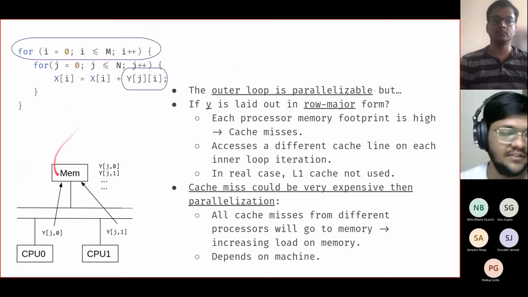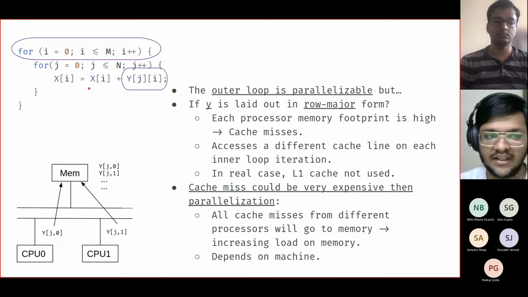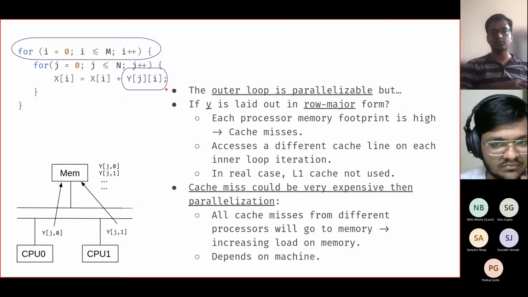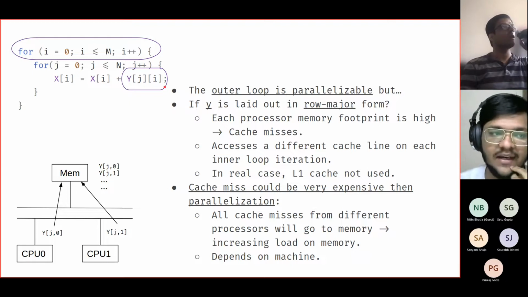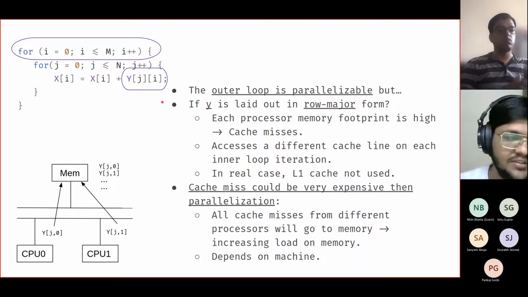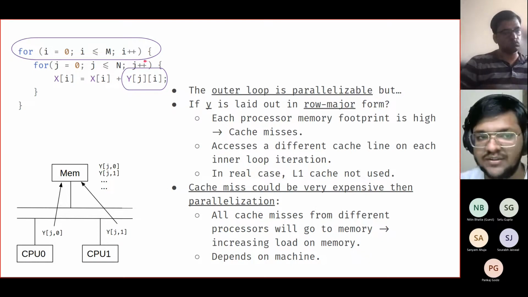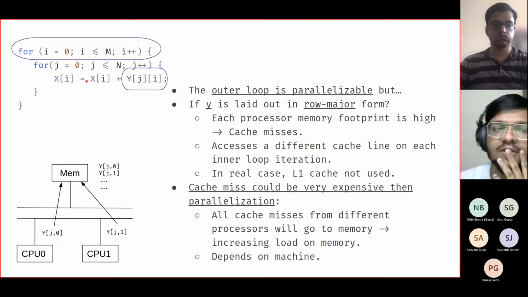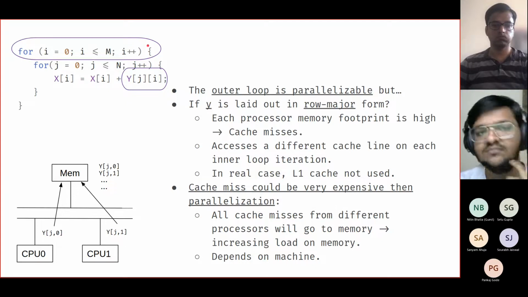Here we have a simple example. It's a two-depth loop which is executing x[i] equals x[i] plus y[j][i]. If you glance at this loop, you can see that the outer loop is highly parallelizable, because for different i iterations you are just writing to the particular x[i] element. So each i iteration can be executed in a different thread.